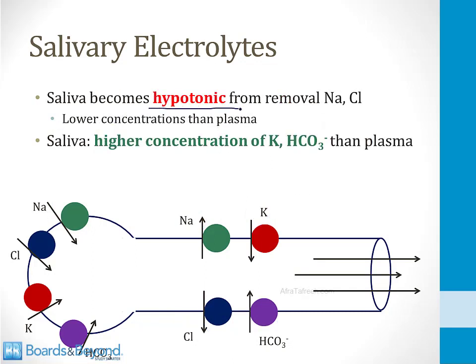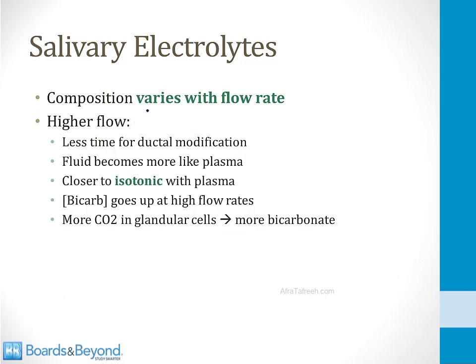Saliva becomes hypotonic relative to plasma because of the removal of sodium and chloride by ductal cells. There is a lower concentration of sodium and chloride in saliva than in plasma. Saliva also has a higher concentration of potassium and bicarb than plasma, and that's because of secretion of potassium and bicarb by the ductal cells. The electrolyte composition of saliva varies with flow rate.